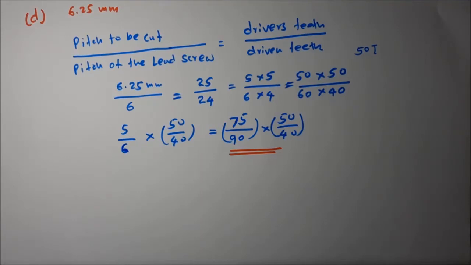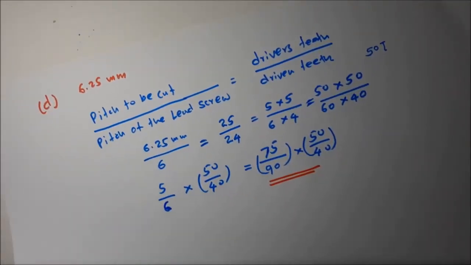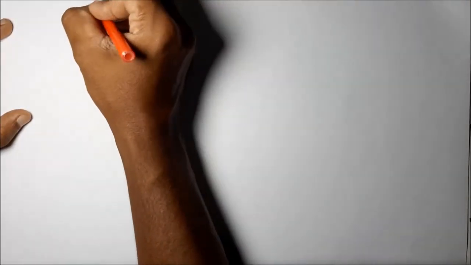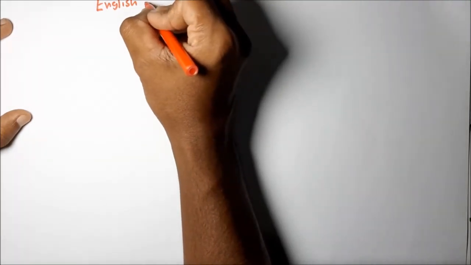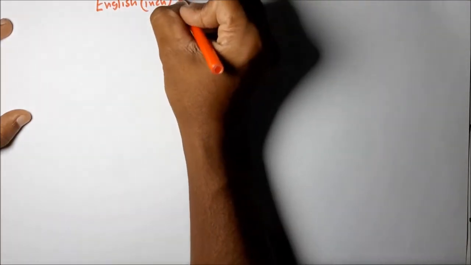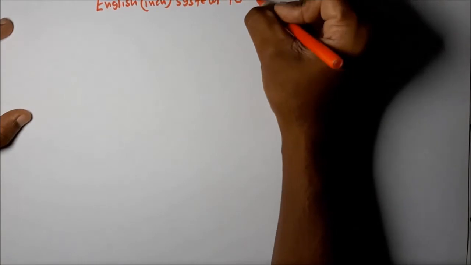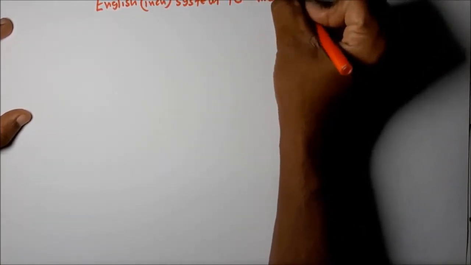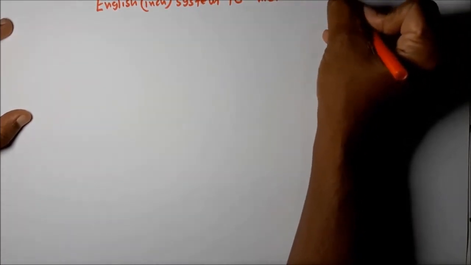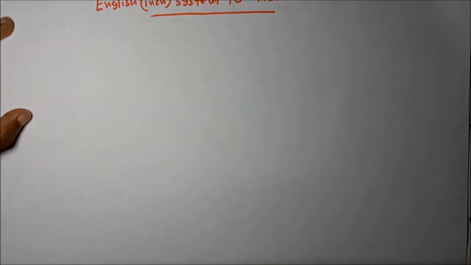Then let's see the English to ISO metric conversion. That means English lathe machines. An English lathe machine uses the inches measuring system. So this is the English inch system to metric conversion.